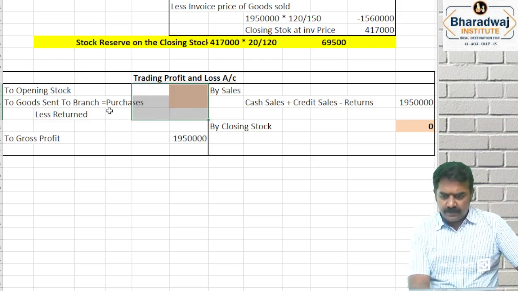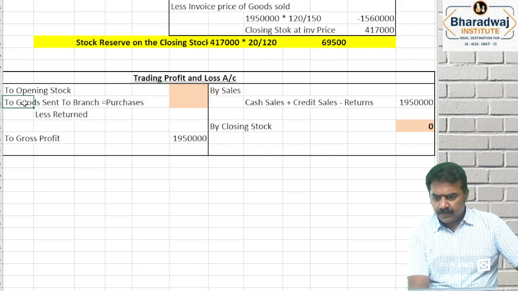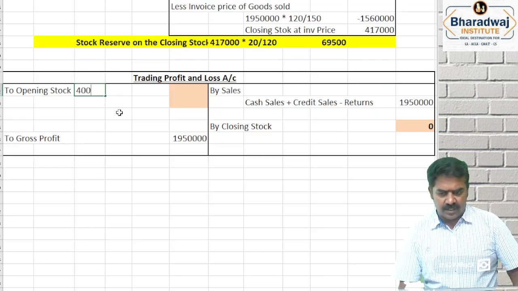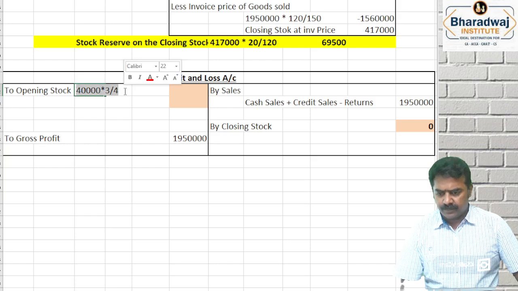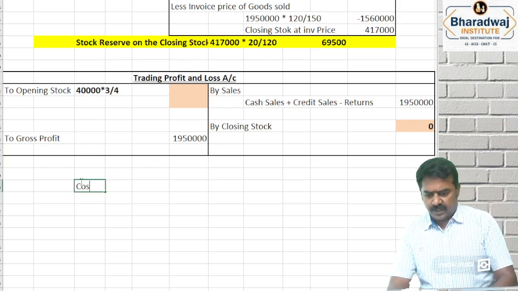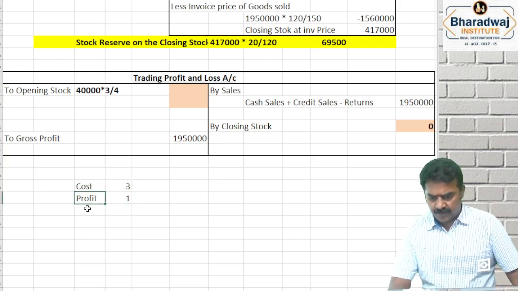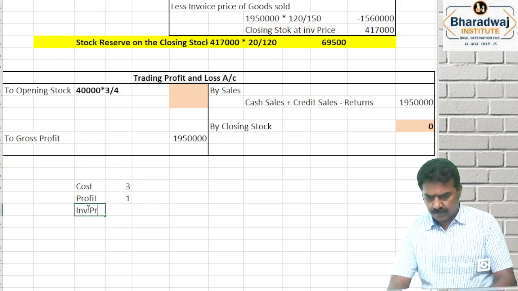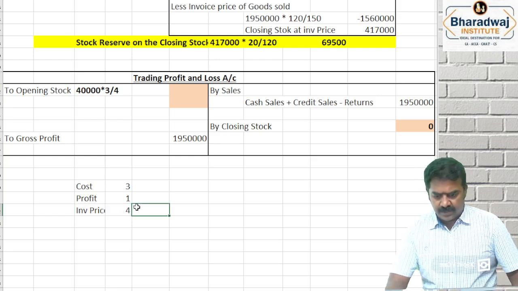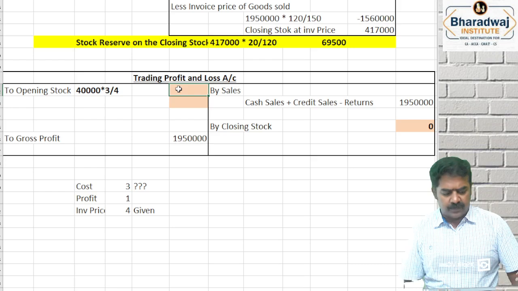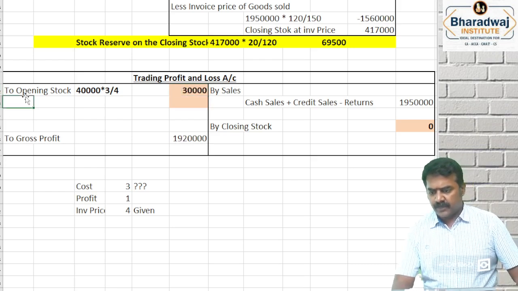Opening stock, what is given? That is at what price? Invoice price. So 40,000 into 3 by 4. Why 3 by 4? See, if cost is 3 rupees, profit is 1 rupee. So invoice price will be how much? 4 rupees. So this is given to us for trading account, we want cost. So 40,000 into 3 by 4, how much? 30,000.